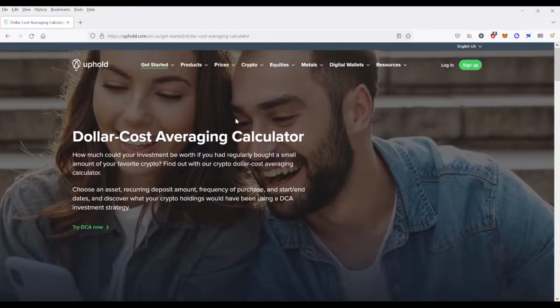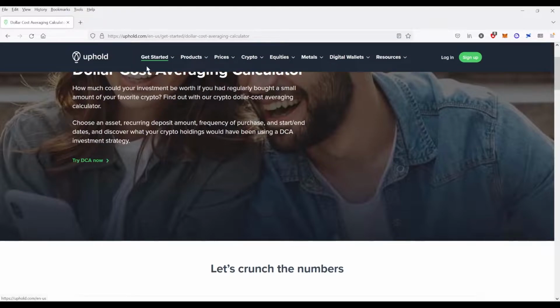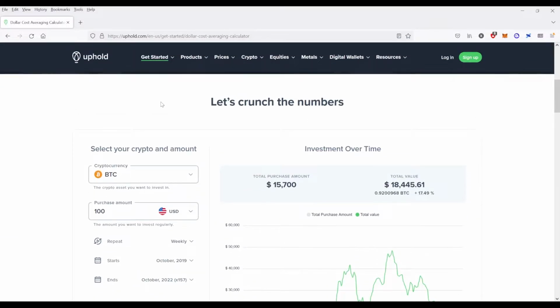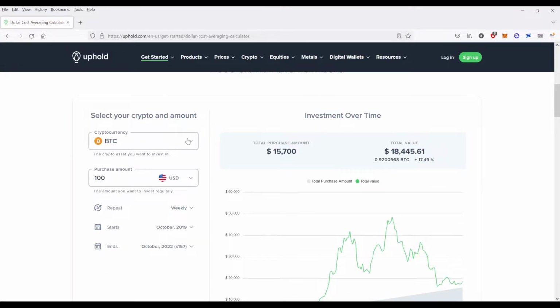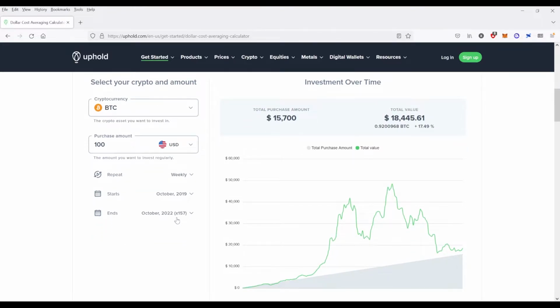So there are a lot of DCA calculators you guys can look at, but I want to just show you the reason why I believe in dollar cost averaging as the best strategy for cryptocurrency and for Bitcoin investments. So if you go here to Uphold, I'll have the link in the description. You can select the crypto, the amount, the start and stop time, as well as the frequency at which you invest.